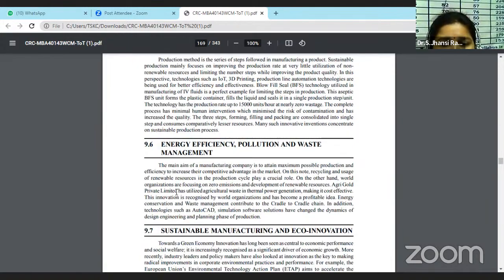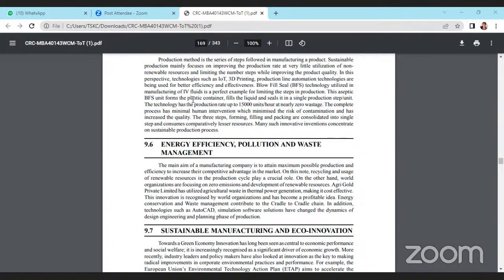Energy efficiency, pollution and waste management. With relation to this, it is trying to attain maximum possible production and also to increase the efficiency and competitive advantage in the market. They are looking at recycling and usage of renewable resources in the production cycle, which plays a crucial role. On the other hand, organizations are focusing on zero emissions and development of renewable resources. Agrigold Private Limited has utilized agricultural waste in thermal power generation, making it cost effective. This innovation is recognized by world organizations and has become a profitable idea.